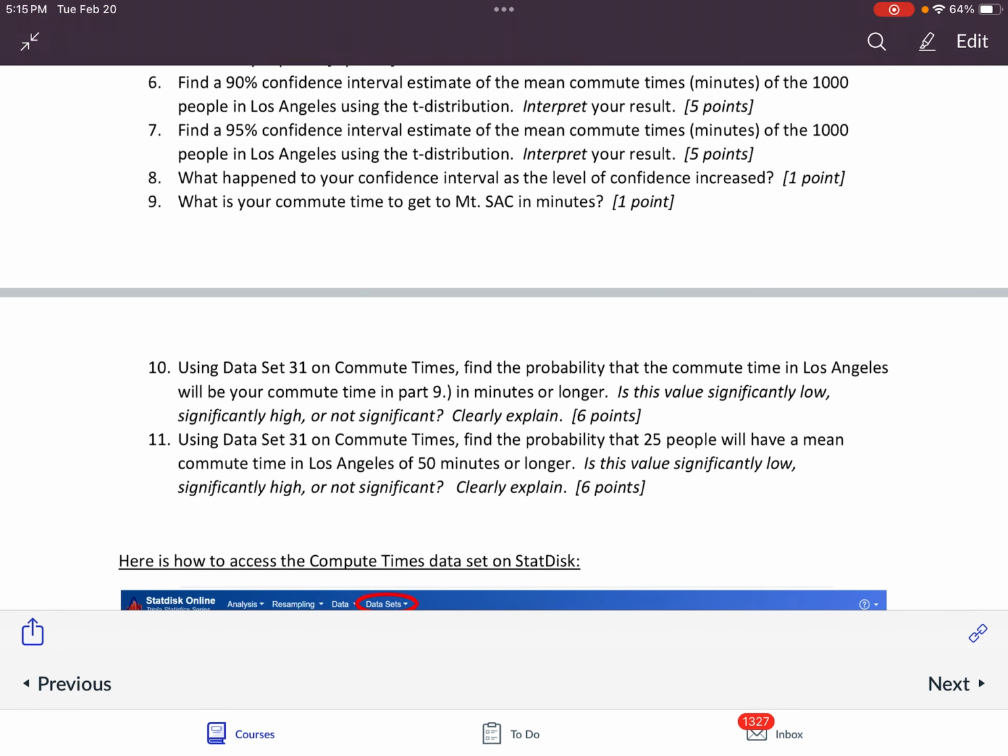Number 6 and 7 are both asking for confidence intervals, but 6 is a 90% confidence interval, 7 is a 95% confidence interval, and both of those do say to interpret your results.